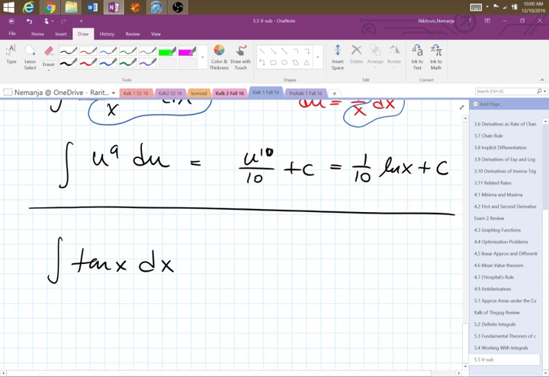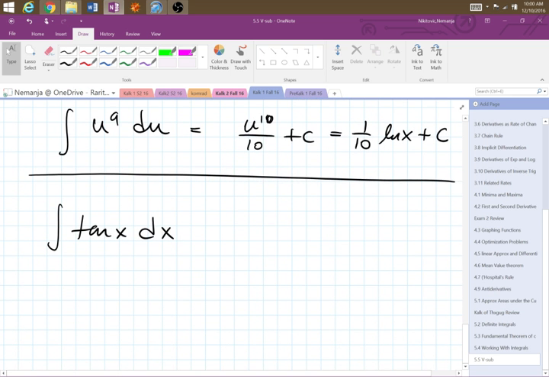Here's your next big question. Remember how tangent x is not a basic integral, right? Integral of sine is negative cosine, integral of cosine is sine, and the integral of secant squared is tangent. There is no integral of tangent on the list of the basic integrals. Why? Because it's not a basic integral. That's the answer.